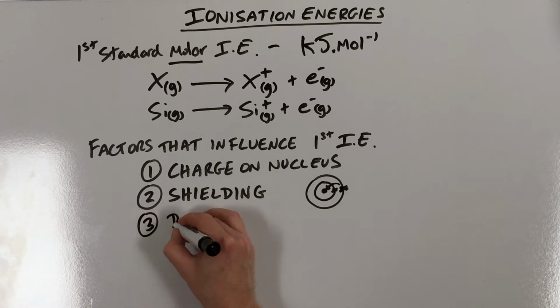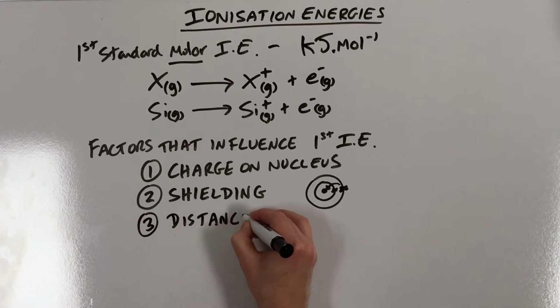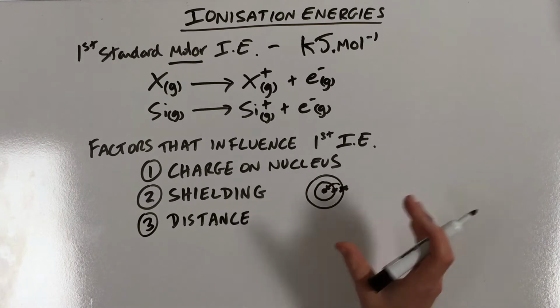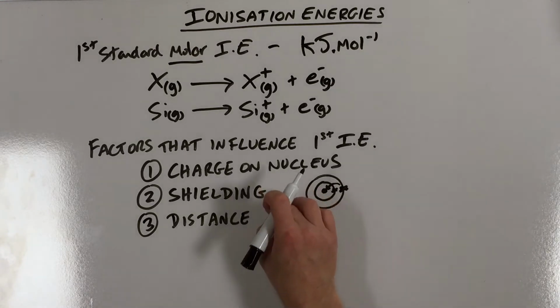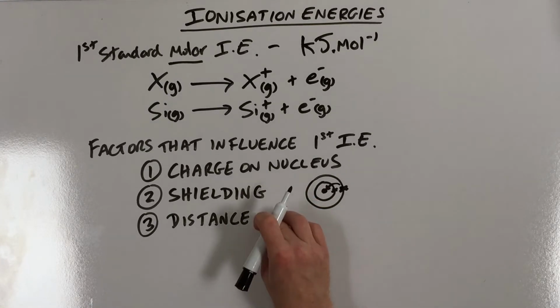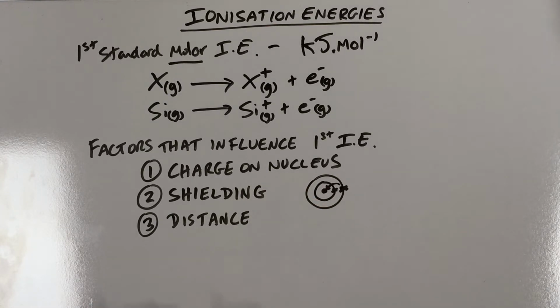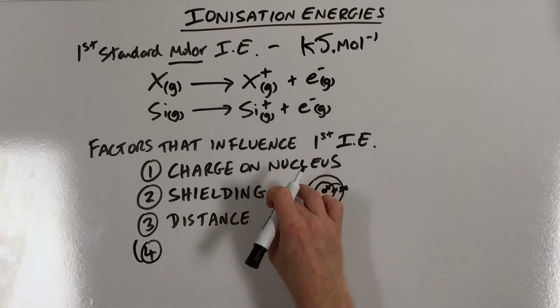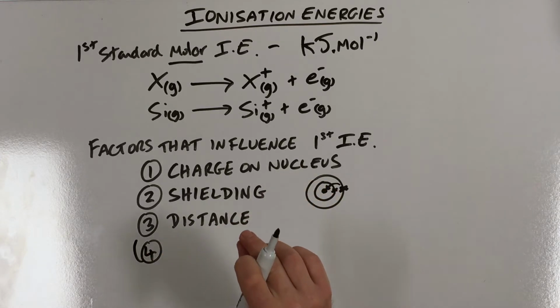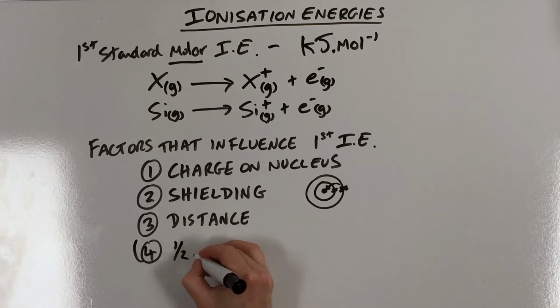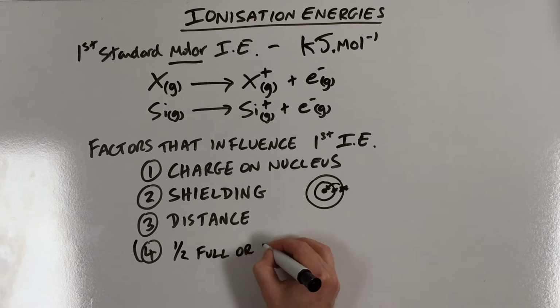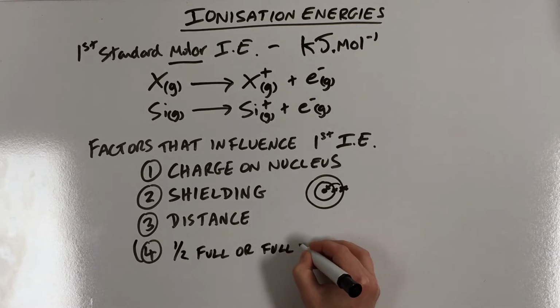The third factor is distance from the nucleus. The further away an electron is, the easier it is to remove. It kind of goes hand in hand with shielding, really, but it's always worth mentioning this as well. And I'm going to put number 4 in a bracket down here, because you should only ever talk about this when these can't explain, because there are some exceptions to the rule. Number 4 is: does it have a half full or full outer orbital?